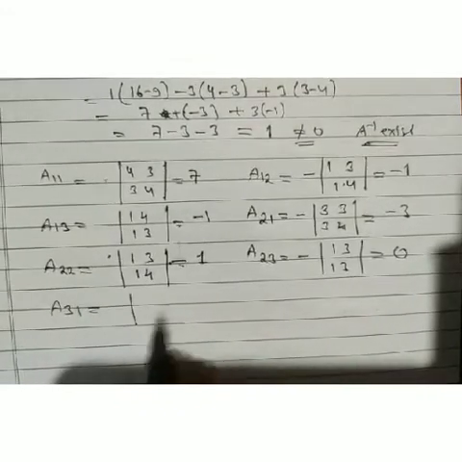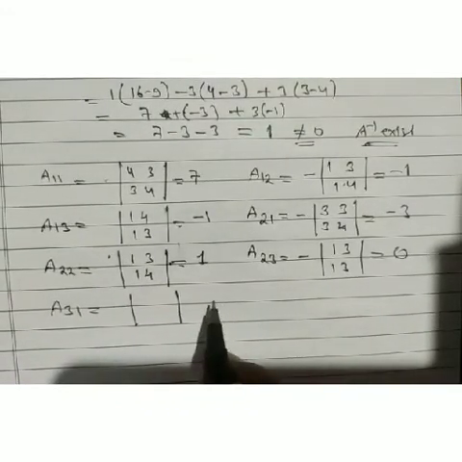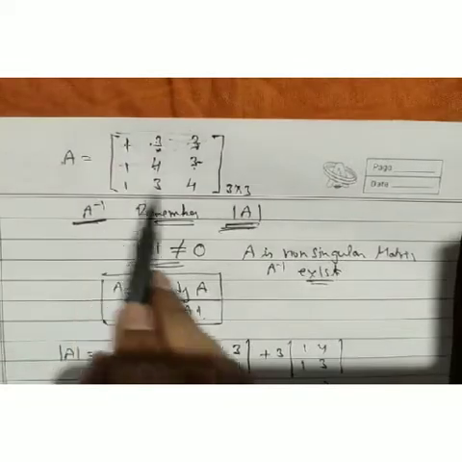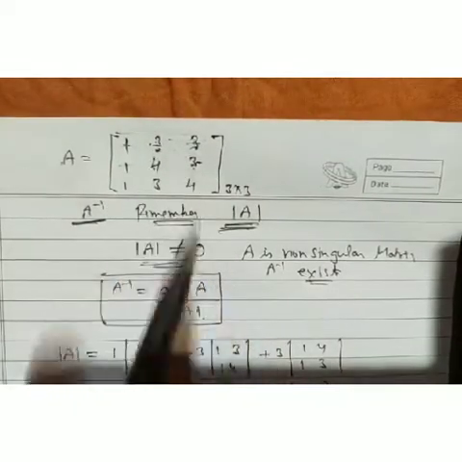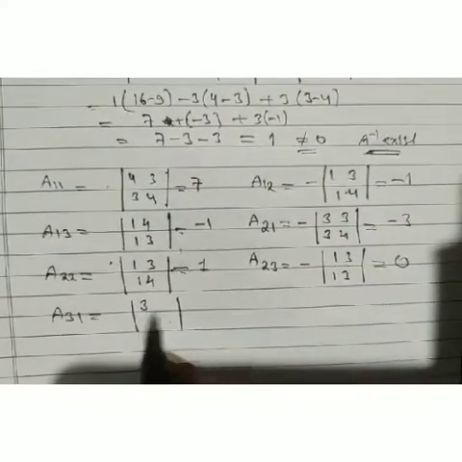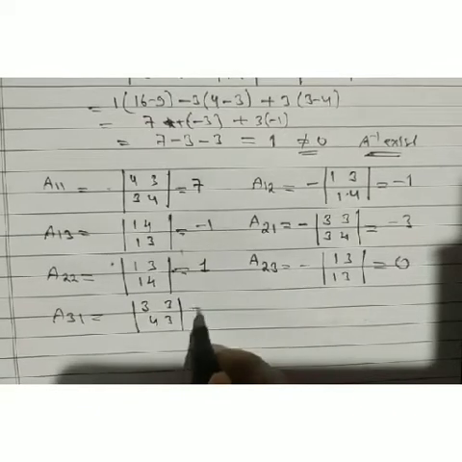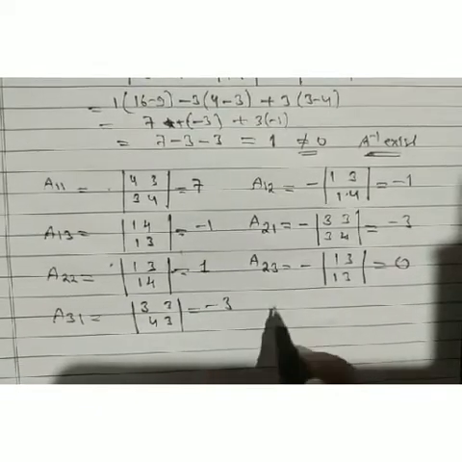Now we are going to find out A31. A31 is what? Our plus, minus, plus, minus, plus, minus. Now it's a positive there. With plus sign, we are going to find out this. Deleting this row and column, we have 3, 3 and 4, 3. It's 9 minus 12. We have minus 3 here.